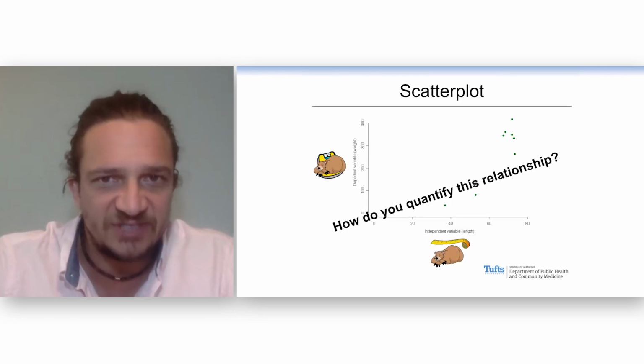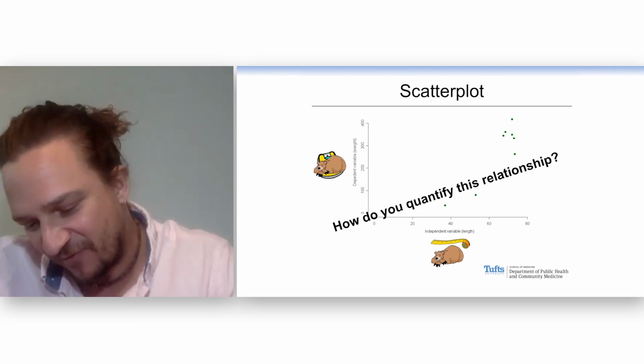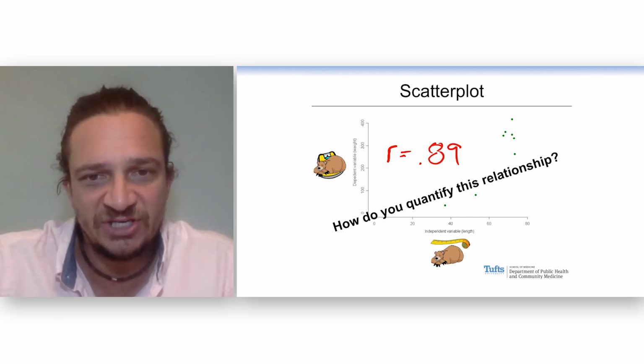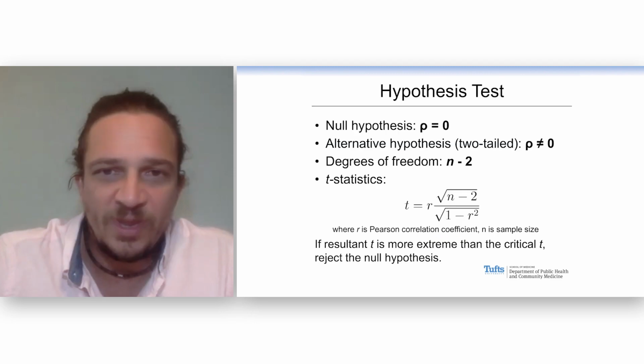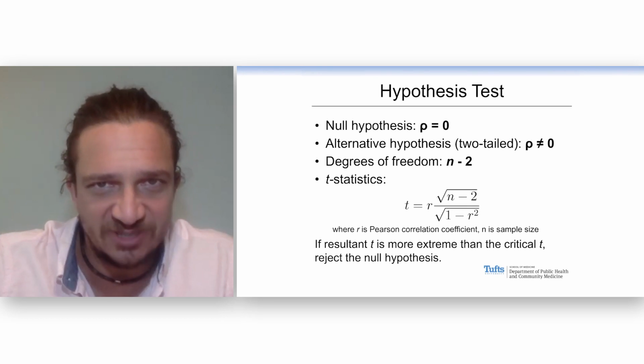How do you quantify this relationship between the length and the weight of a bear? We said R equals 0.89. That's a tight relationship. What we can do with this correlation coefficient is hypothesis testing. Remember how hypothesis testing works.